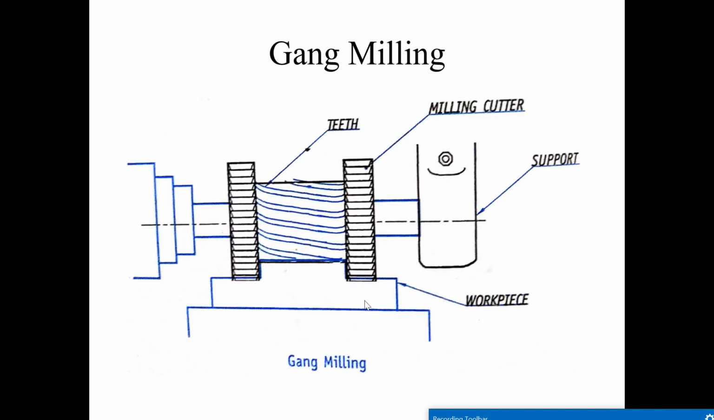Next one is the gang milling operation. Gang milling operation is nothing but using a group of cutting teeth. The figure illustrates the gang milling operation. It is a process of machining several surfaces of a workpiece simultaneously in one pass.